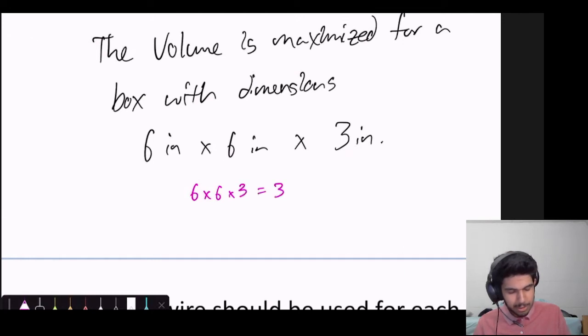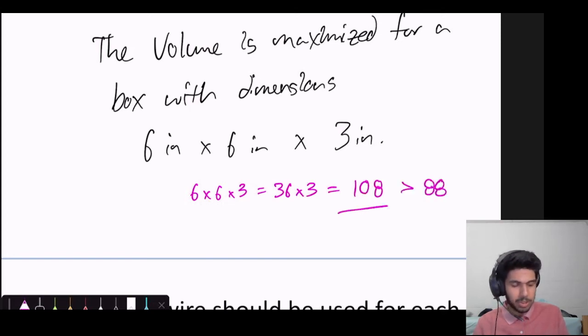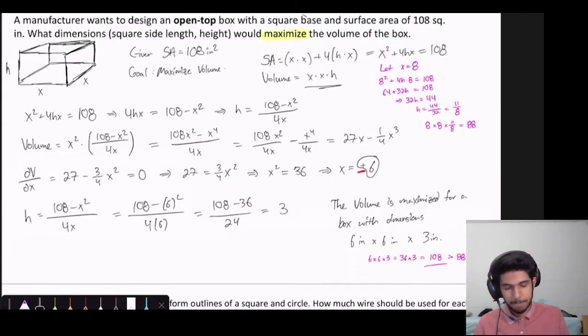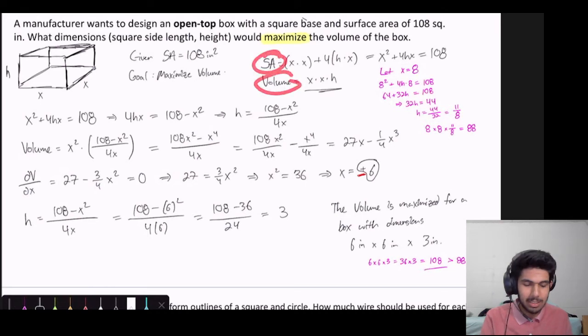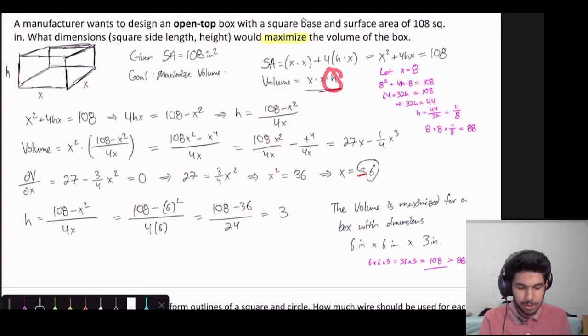That's equal to 36 times 3, which is equal to 108. And that's greater than what we just found, so we're good. We've found a maximum. Cool. So that's our first question. That's sort of what I mean: finding two equations, making a substitution, taking the first derivative, setting it equal to 0, computing that value, finding your other value, and then checking.